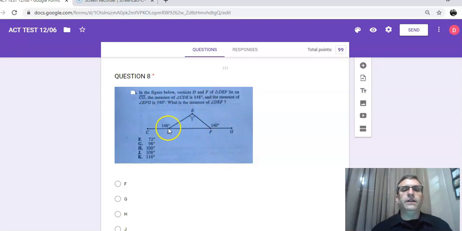All right, this is one that we've been working on this week. I know a straight line is 180 degrees, so 180 minus that gives me this angle. 180 minus that gives me this angle. Add them up and subtract from 180, and I'll get that.